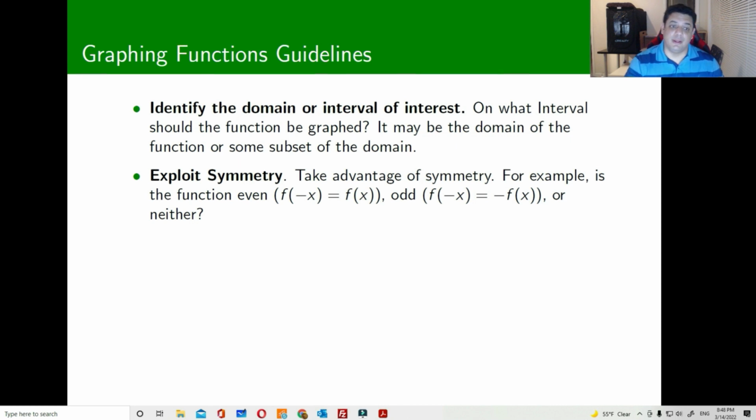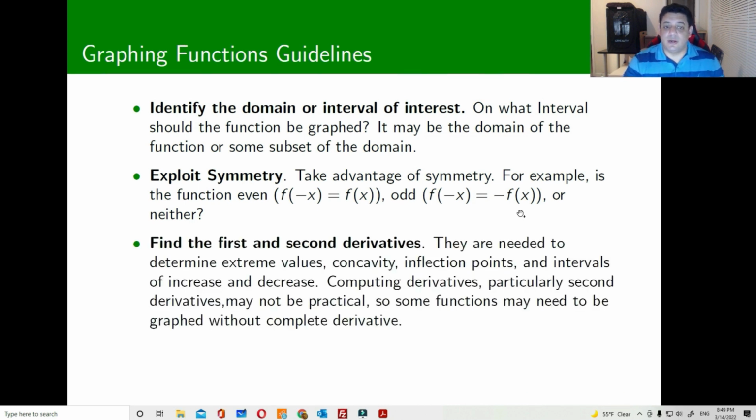For example, if the function is even, then the behavior is going to be the same on the right side of the y-axis as on the left side. If we have asymmetry, then we know that it's going to reflect the behavior. So in this case, f of minus x is going to be minus f of x, and you will see some sort of reflection going on with the graph.